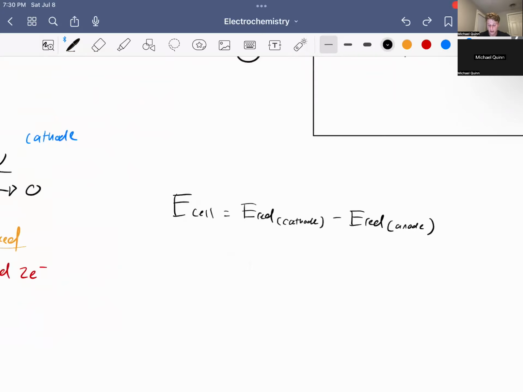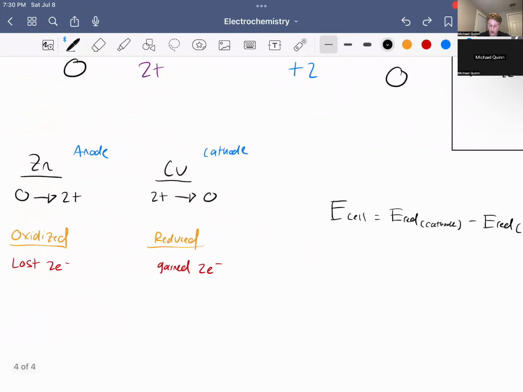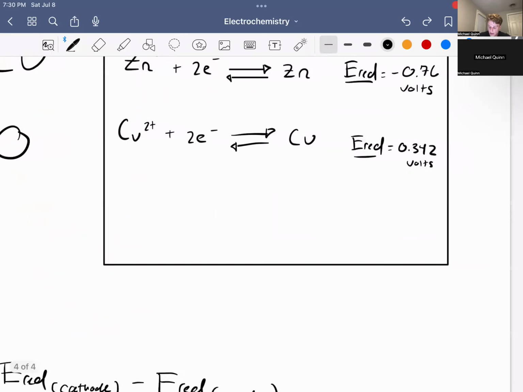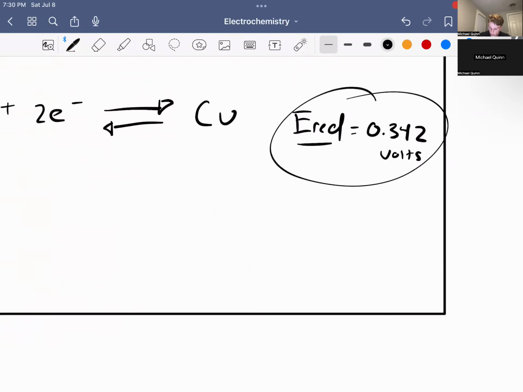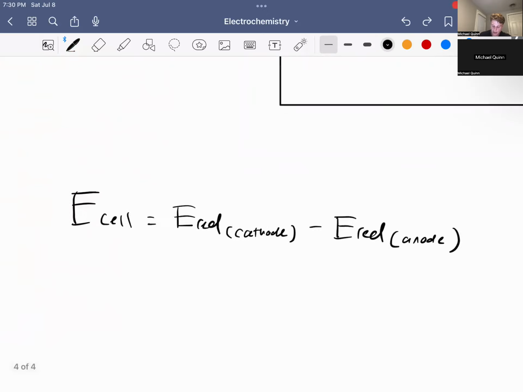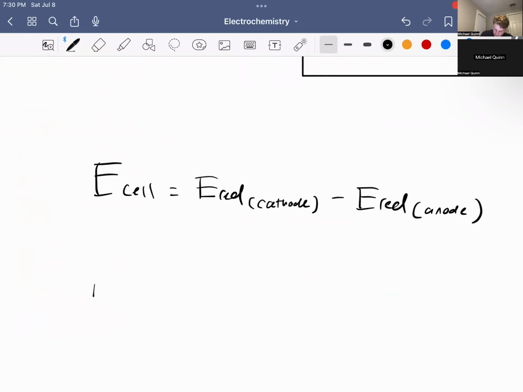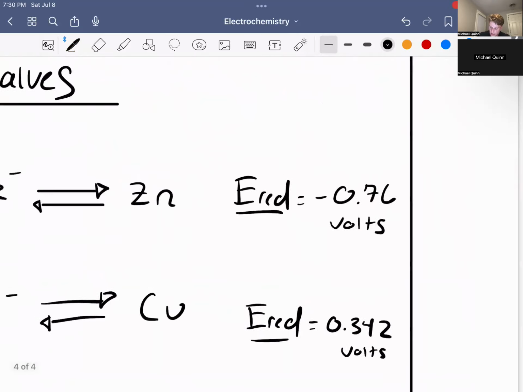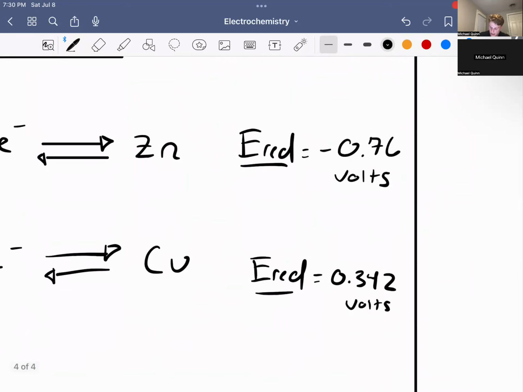Because this is a subtraction type equation, we need to make sure we have our cathode and our anode in the correct places. So our cathode, which is copper, if we look at this table of reduction potential values, has an Ered value of 0.342 volts. So let's plug that in for our reduction potential of our cathode. So E cell is going to equal 0.342 volts minus the reduction potential of our anode, which is negative 0.76 volts.